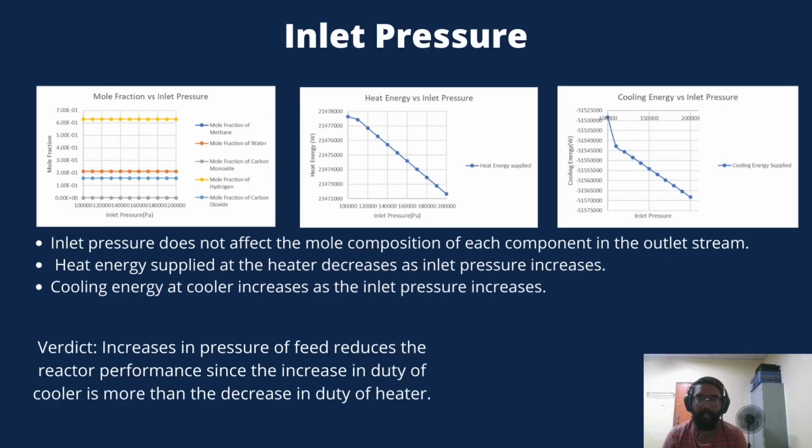The first independent variable is the inlet pressure. Inlet pressure does not affect the mole composition of each component in the outlet stream, and the heat energy supplied at the heater decreases as inlet pressure increases, and cooling energy at the cooler increases as the inlet pressure increases. So to conclude, an increase in pressure of feed reduces the reactor performance, since the increase in duty of the cooler is more than the decrease of duty in the heater.